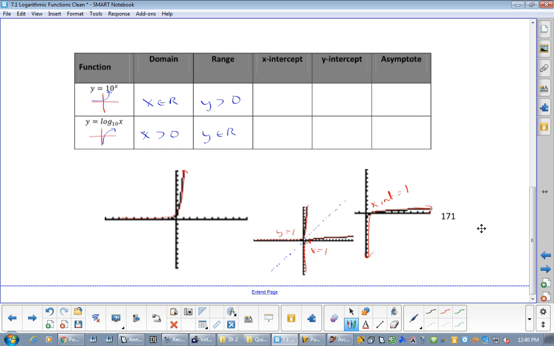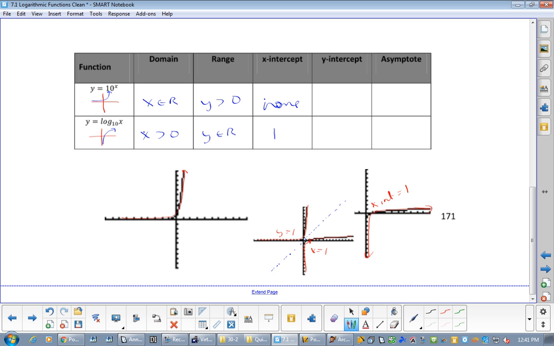What's the x-intercept of y equals 10 to the x? The x-intercept. Okay. Show me where it's going through the x. Is it? No. There is no x-intercept. It's never going through it. How about the x-intercept of y equals log 10 of x? It's 1, right? Now let's go back to our top graph.